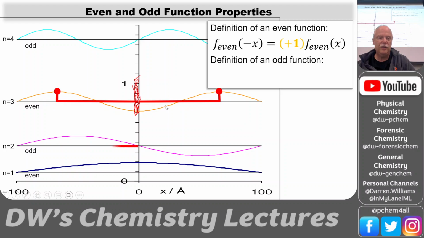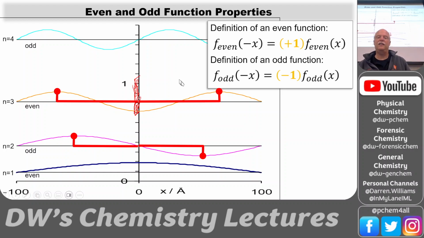Now let's go to the other one. This is n equals 2. I go to the left a certain distance and evaluate the function, and then I go to the right a certain distance, and it's the equal magnitude but opposite sign. And so that's the definition of an odd function.